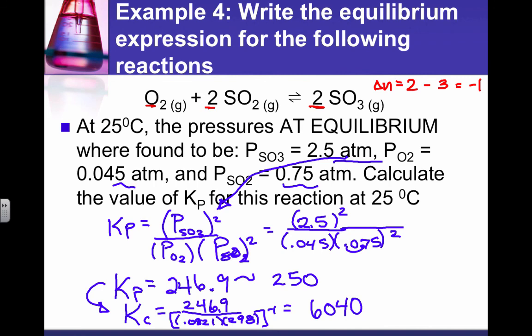That's the end of the first podcast about equilibrium expressions. Next time we'll be talking about the reaction quotient. So we'll practice in class, and I'll see you guys soon.